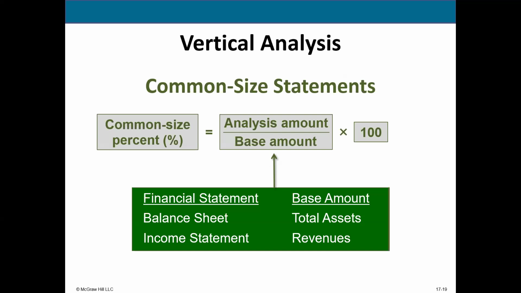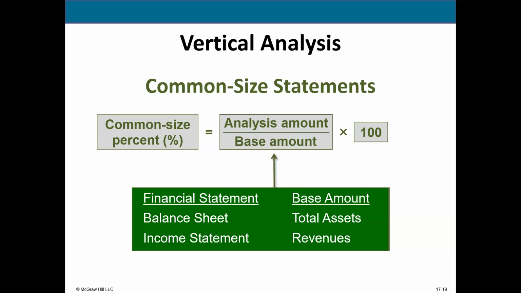On the income statement, we express everything as a percentage of total revenue. So we would take an analysis amount like cash, for example, divided by total assets, and that will give me the percentage of cash derived from the total assets. On the income statement, I can look at something like cost of goods sold as a percentage of total sales, right? That's a really important number to know because as a manager, I need to be able to control and evaluate my performance and my costs.